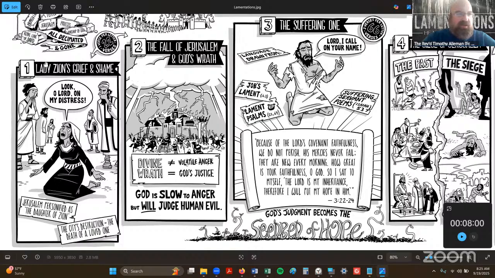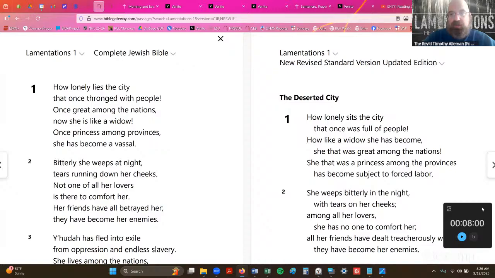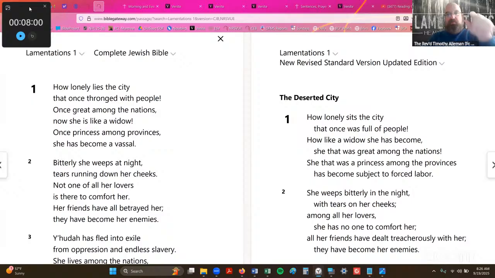Lady Zion's grief and shame. Jerusalem personified as the daughter of Zion. The city's destruction is equal to the death of a loved one. And you'll see here that as we read, I'll be reading from the left column, the Complete Jewish Bible, but I also have the New Revised Standard in the right column so that we can compare as we go along.